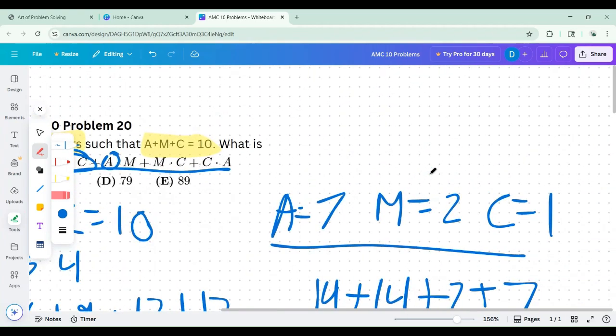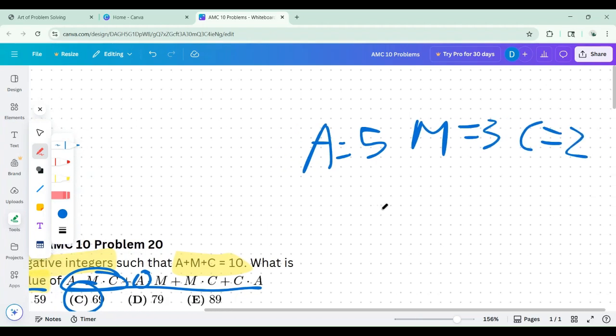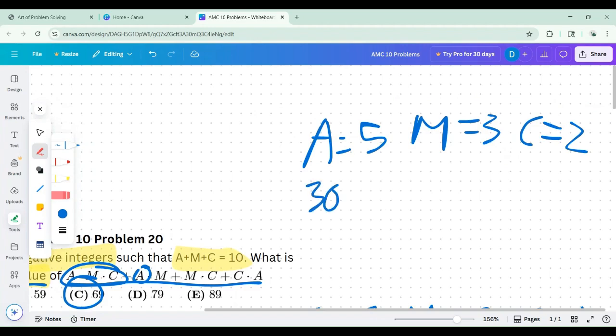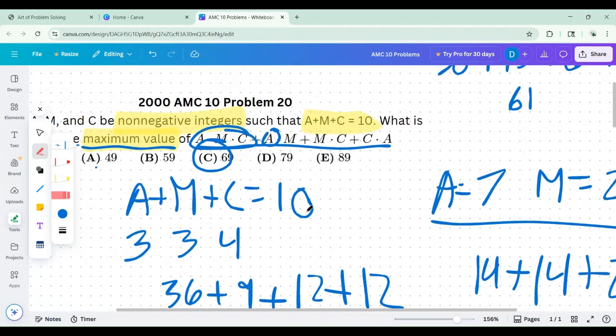And we can even try another instance where, let's just say a is equal to 5, m is equal to 3, and c is equal to 2. Obviously, it's closer together, and let's see what result we have. So we got 30, plus a times m, we get 15, plus m times c, we get 6, plus c times a, we get 10. It's closer to the maximum, which is 69, but we only have 61, which is not as large as 69. So we know we have the right answer.